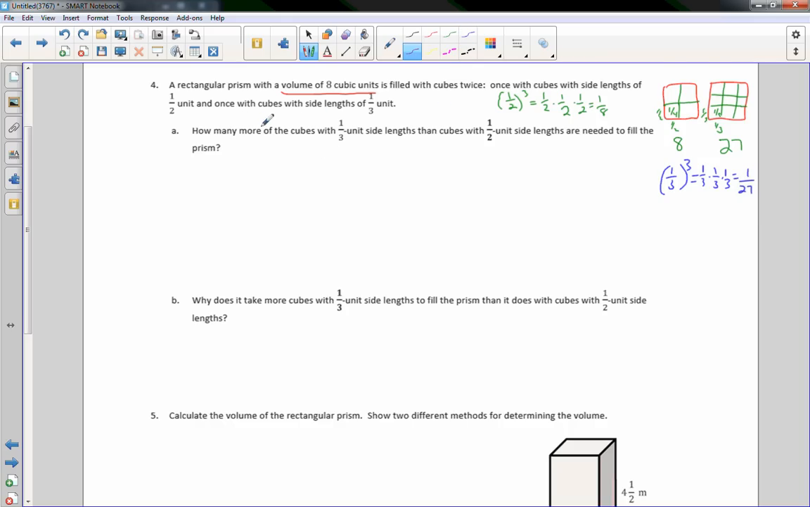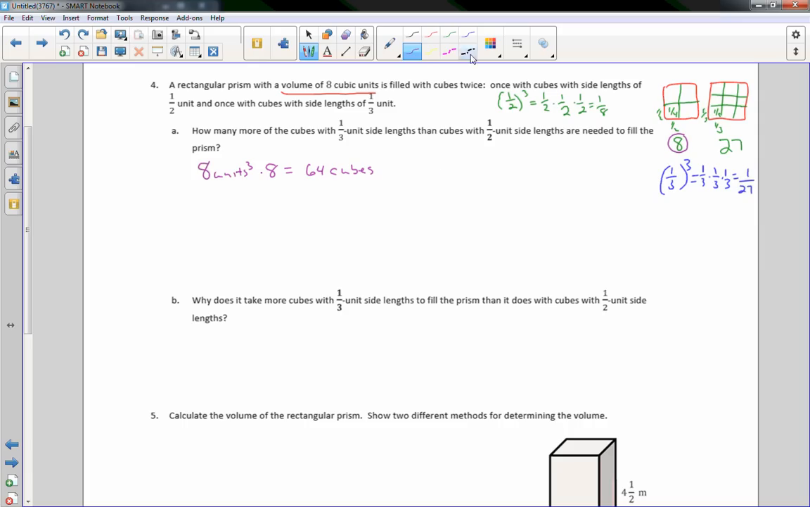So it says, how many more cubes with 1/3 unit side lengths than cubes with 1/2 unit side lengths are needed to fill the prism? So the first thing I need to do is find the volume of the prism, and it is 8 cubic inches, or units. So what I'm trying to explain here is, when I take a 1/2 by a 1/2 by a 1/2, there will be 8 cubes in a 1 by 1 area. So if it is 8 cubic units, and I can put 8 cubes in each square unit, then I multiply it by 8, and that would equal 64 cubes.